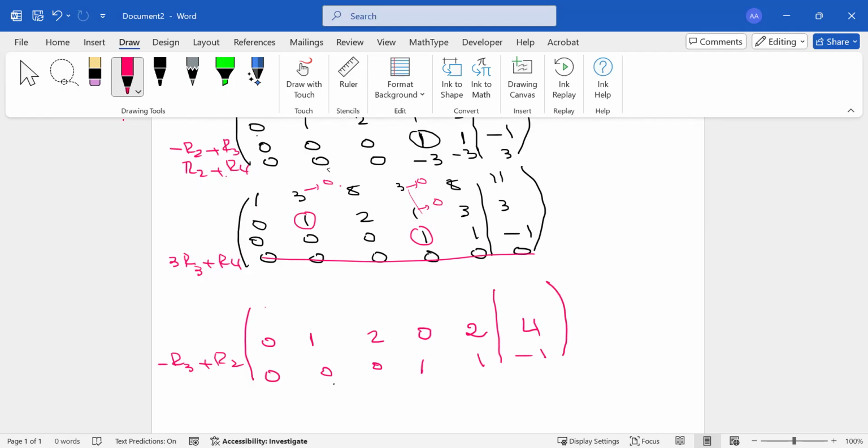And here, to make the 3 become 0, why not do -3 R3 plus R1? That's going to be 1 here, 3 here, 8 here. That's going to be 0 here, and then -3 times 1 is -3, right? And then plus 8 is 5. And then -3 times -1 is +3, and plus 14. Okay, so again, we multiply row number 3 by -3, and we add it to row number 1, right?